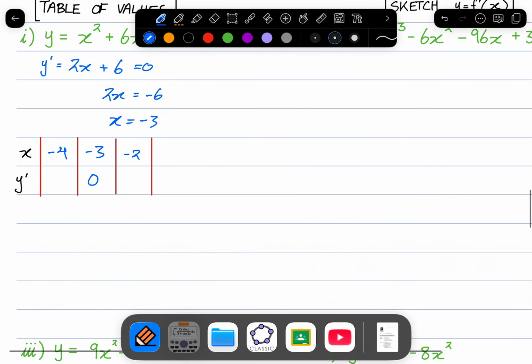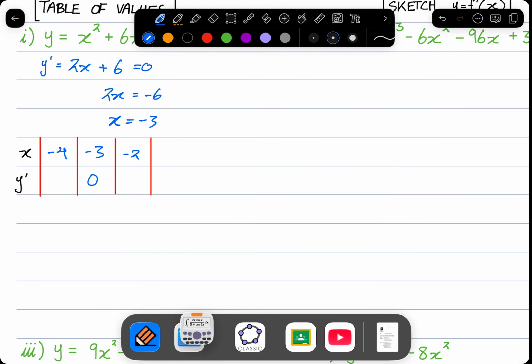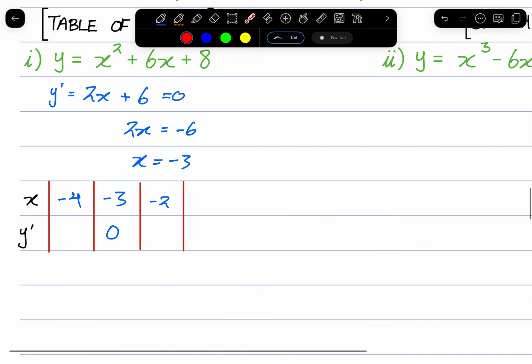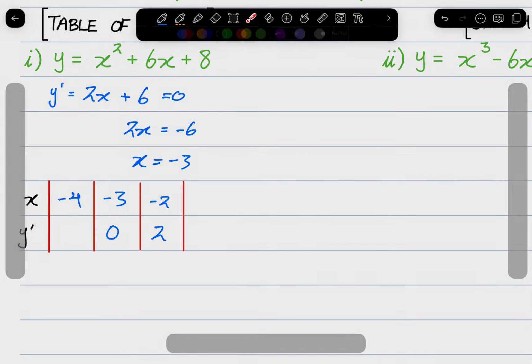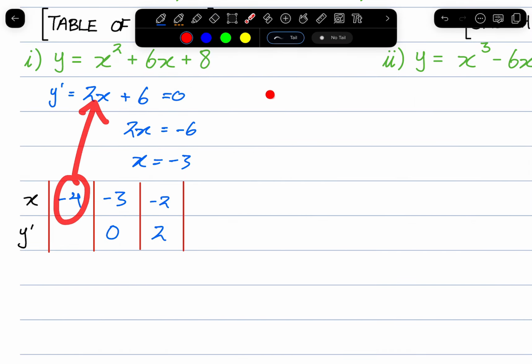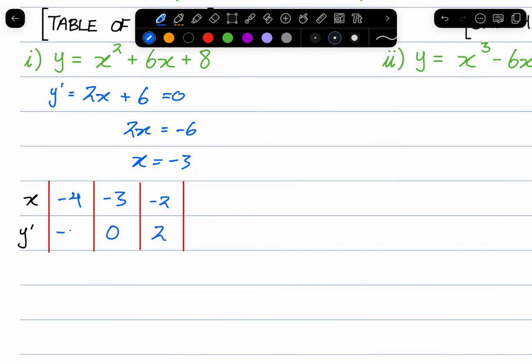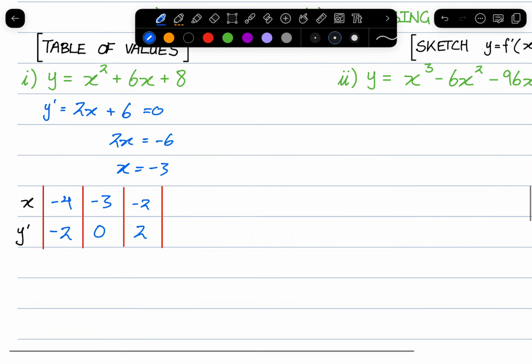So for that, let's chuck this into our calculators. Actually, no, it's easy enough. We can do it in our heads. -2 here. That's -4 plus 6. So that's going to be 2. So a gradient of 2. And -4 into here. So that's going to be 2 times -4 is -8 plus 6. That is -2. And there we have it.